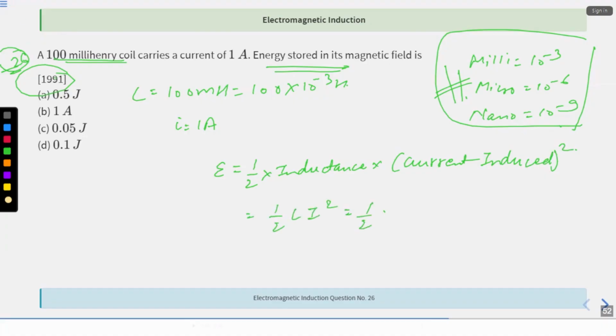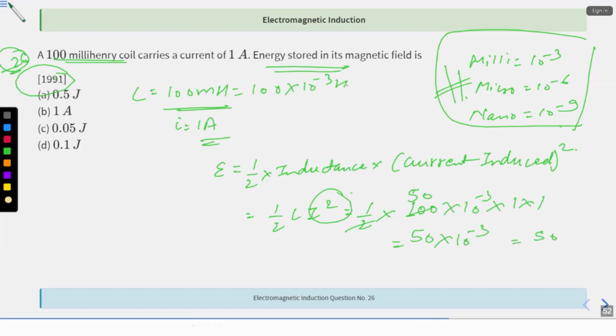Which is half, into inductance is 100 millihenries. It would be 100 into 10 power minus 3 into current squared. Current is 1 ampere, so it would be 1 into 1 only. So it will cancel, and we would be left with 50 into 10 power minus 3. That would be 50 millijoules, or you can write it as 0.05, which is option number C.